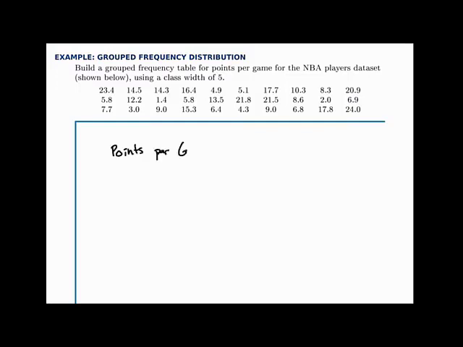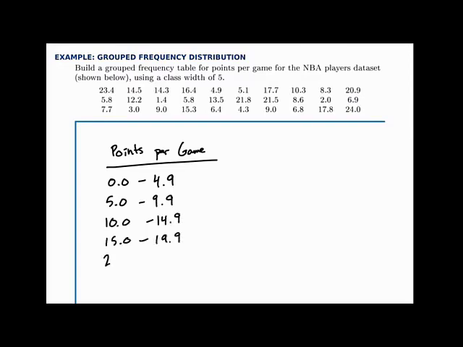And our first category, the first class, will start at 0. And we'll go up to 5. But remember, we won't go all the way to 5 because we don't want to overlap our classes. So the first one's going to go up to just less than 5. Let's use 4.9 to represent just less than 5. And then the next one will start at 5.0 and go up to 10, but just below 10, so we'll stop at 9.9. And then we'll go from 10 to 14.9, 15 to 19.9, and 20 to 24.9.